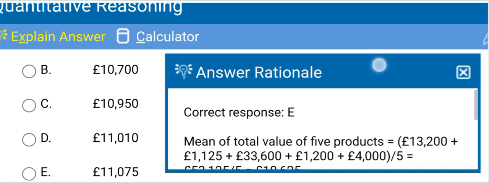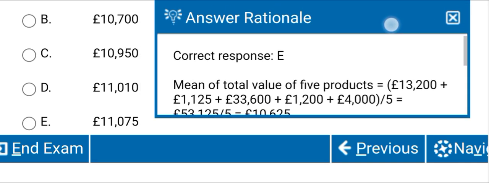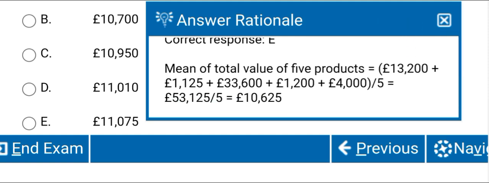So here we have the correct response is option E, as the mean of total value of 5 products equals 13,200 pounds plus 1,125 pounds plus 33,600 pounds plus 1,200 pounds plus 4,000 pounds, divided by 5, equals 53,125 divided by 5 equals 10,625 pounds.